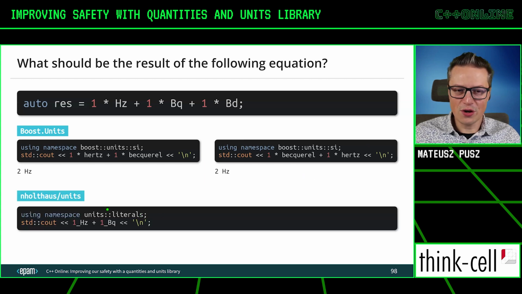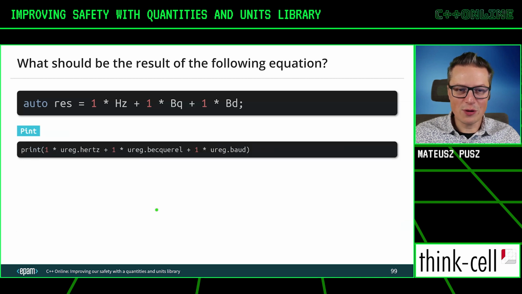When I asked Nic Holthaus's units library, also one of the major and the best libraries on the market, I ended up with something better, but still it compiled. I ended up with 2 1 per second, right? This is a logical thing to do because it takes the common unit of those two, but it allows such operations. I asked other libraries from other languages, like Pint from Python. I got 3 Hertz.